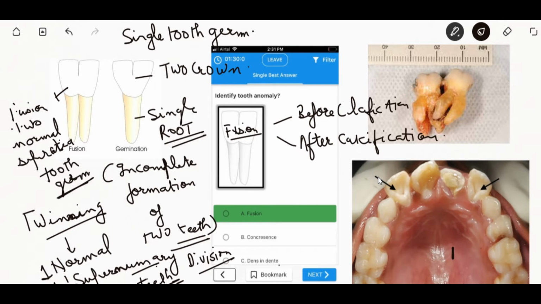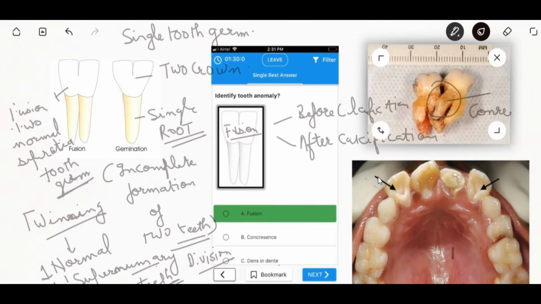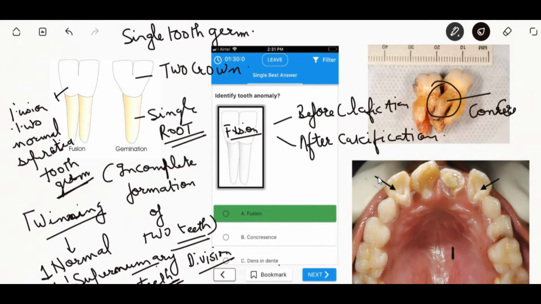Another term is concrescence. Concrescence of the teeth is actually a form of fusion which occurs after root formation has been completed. So in concrescence, the teeth are united by cementum only. It occurs as a result of traumatic injury or crowding. Concrescence is noted more frequently in the posterior maxillary region.